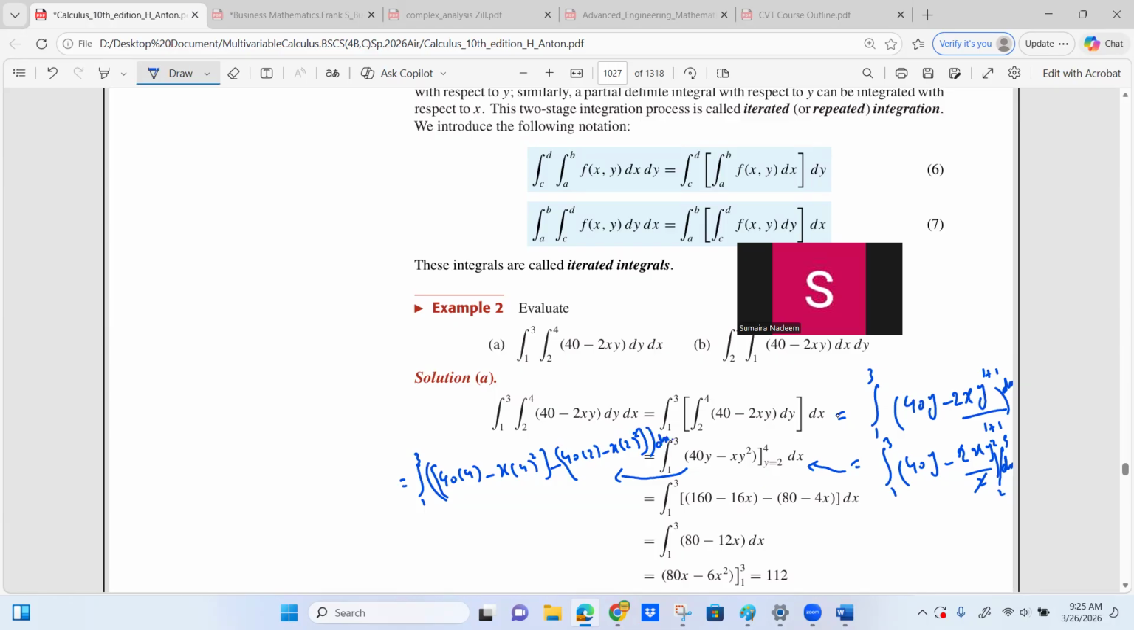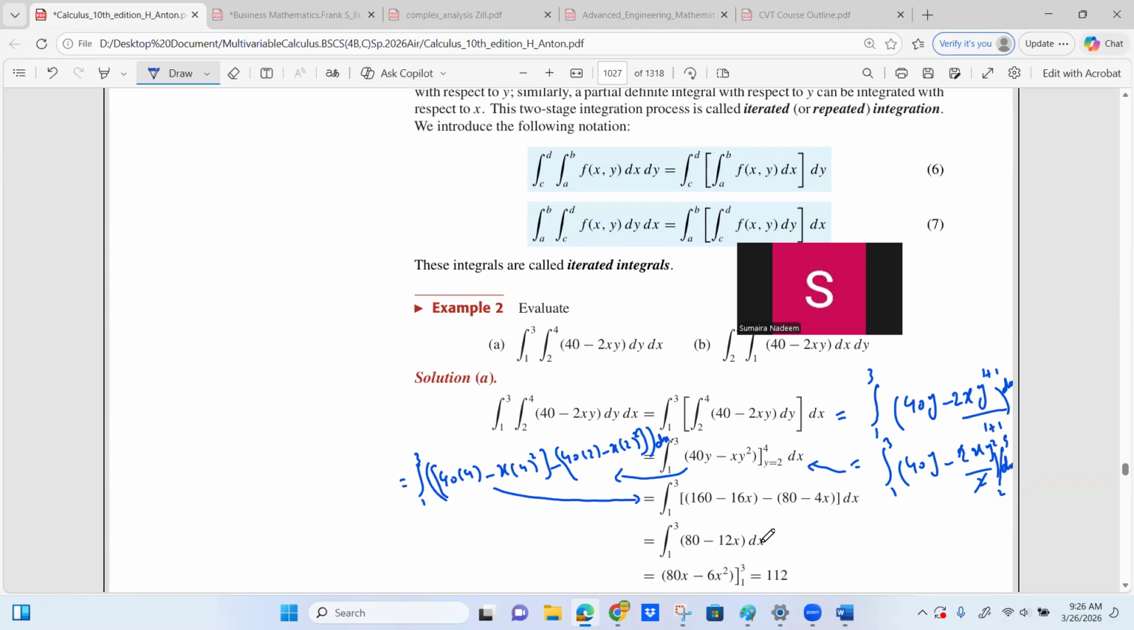Okay. Now you notice that afterward, 40 into 4 is 160 minus 4 square is 16x, minus, in bracket, 40 into 2 is 80 and minus 2 square is 4, so minus 4x. So 1 to 3, 160 minus 16x minus into 80 minus 4x. So 160 minus 80 is 80, and minus 16 minus 4x; minus into minus is plus, so minus 16 plus 4x is minus 12 dx.